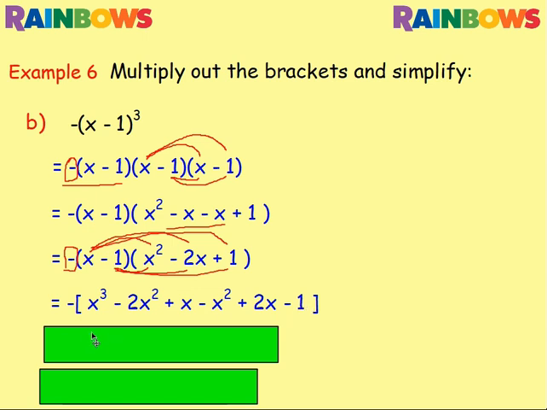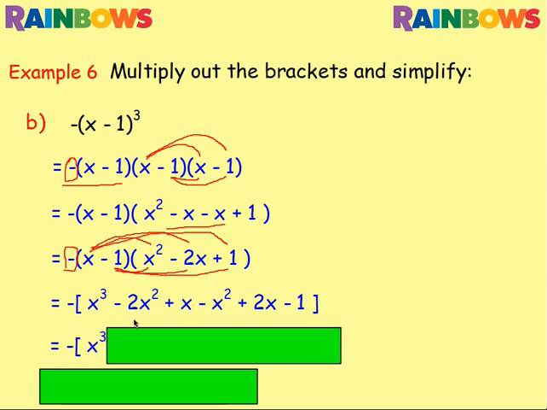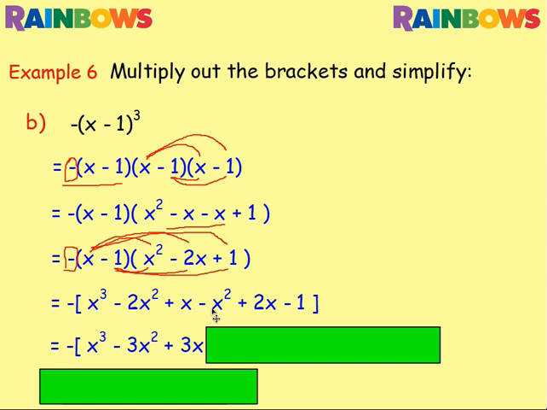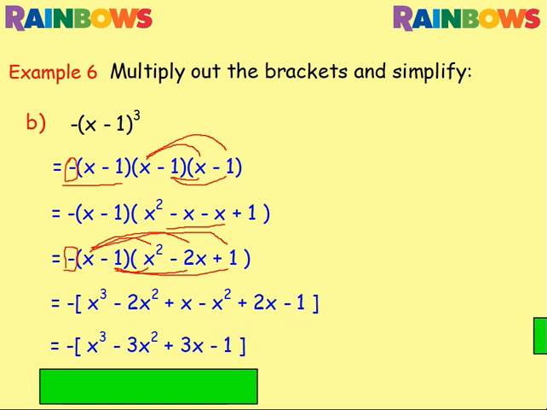Could you simplify that? You can indeed, yeah. So again, leave the negative and leave the square brackets and simplify that. So x cubed you've got, it's just x cubed. X squared, you've got negative 2x squared, take away x squared, is negative 3x squared. X's, you've got an x and then a plus 2x, which is plus 3x. And number-wise, you've got the negative 1.